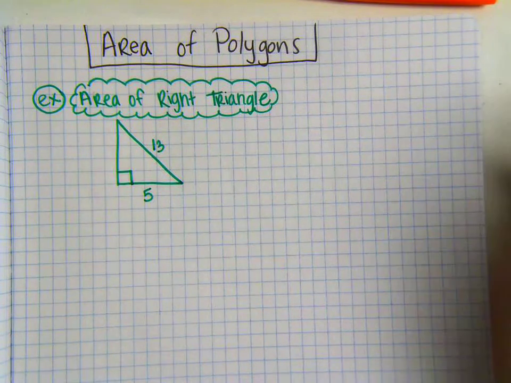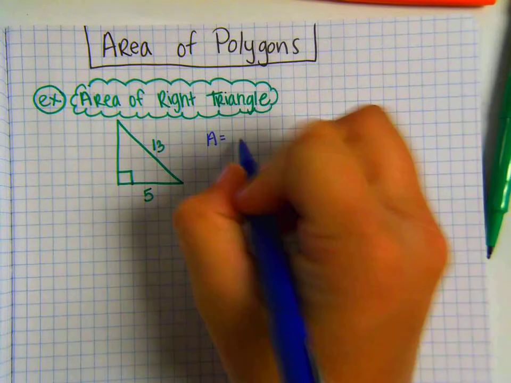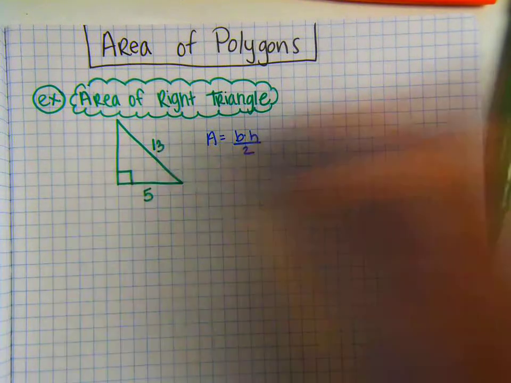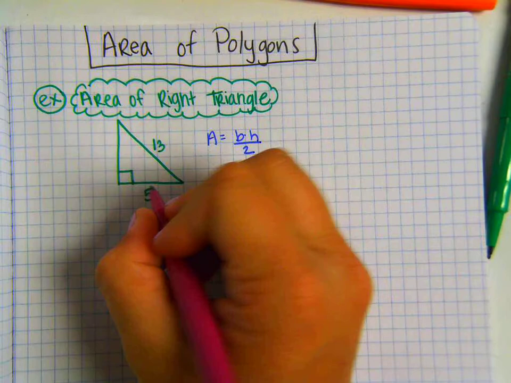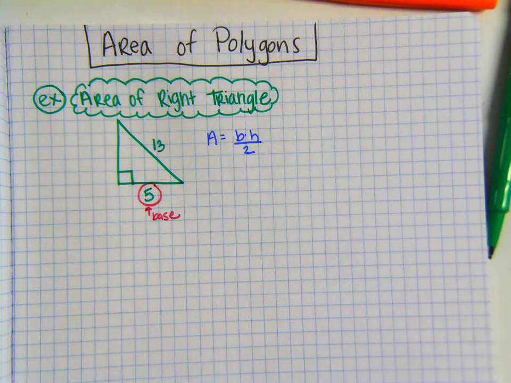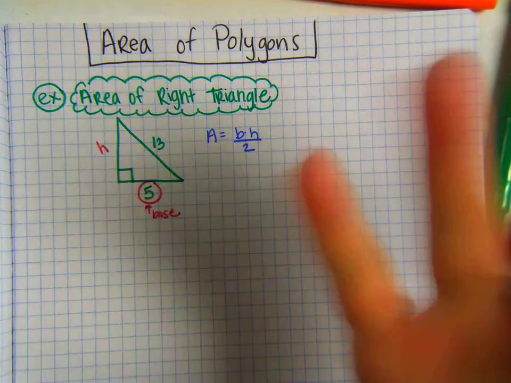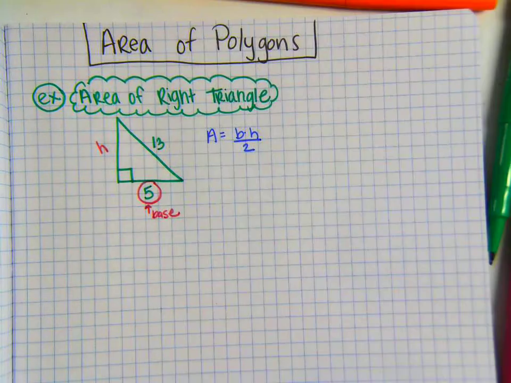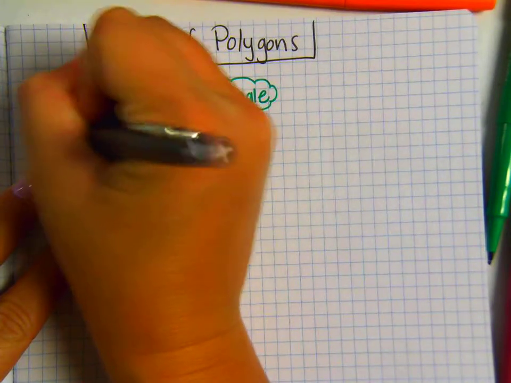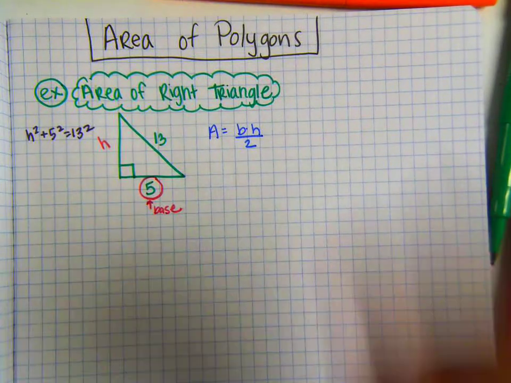Now, we know the area of a right triangle is base times height divided by 2. In this case, the 5 is our base. And the height is right here. This is our h, which we don't know. We need to find that. To find that, we use the Pythagorean theorem. So I'm going to do that off to the side. That would be h squared plus 5 squared equals 13 squared. So when you solve that out, what do you get for h? You should have gotten 12.